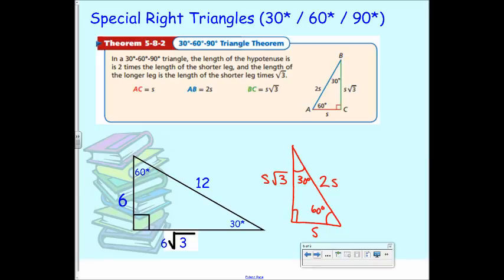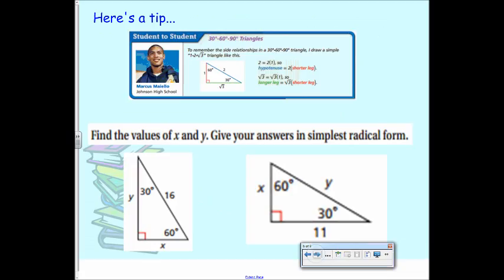All right? 45, 45, 90 triangle is L, L, L root 2. 30, 60, 90 triangle is s, 2s, s root 3. All right? And the shortest side is just the s. The longest side is double that. And the longer leg, so the one in between, is s radical 3. Okay, so at your boards, I want you to try these two. All right, so for both of them, you're finding x and y, and these are 30, 60, 90 triangles. If you have questions, let me know.